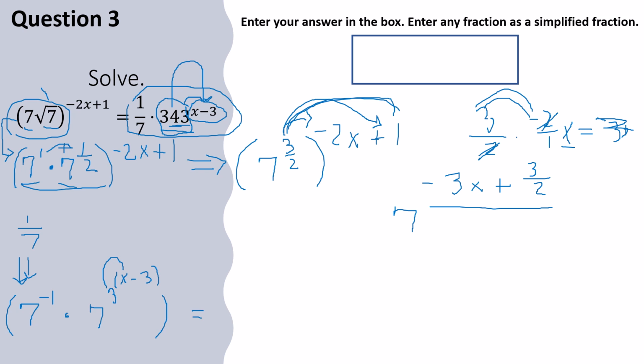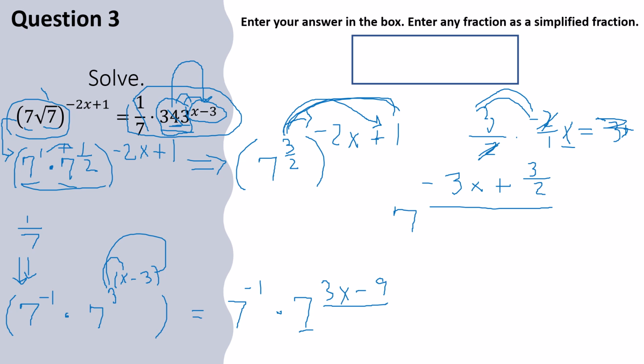And let's just go a little bit slower. So let's keep that 7 to the negative 1 times 7. 3 times x is 3x. And 3 times negative 3 is negative 9. All right, just double check. Make sure that we've got everything. We've got this, that's 7 to the negative 1. 7 to the third, and we raise that to the power of x minus 3 to get this right here.